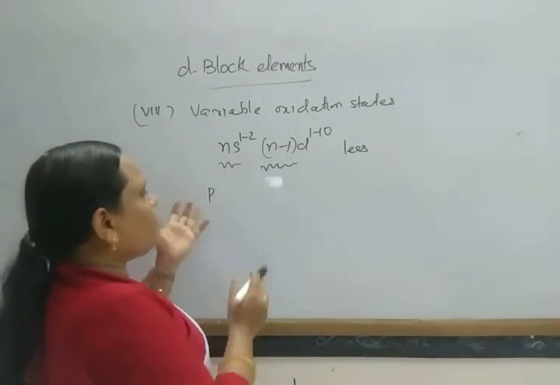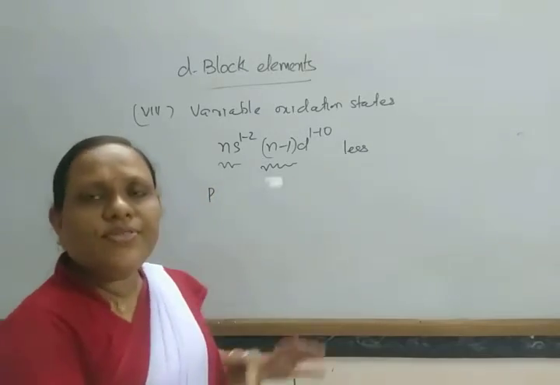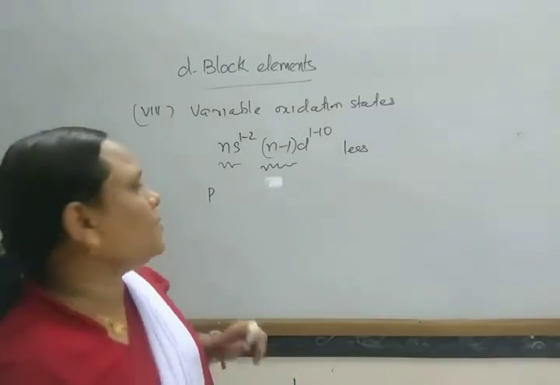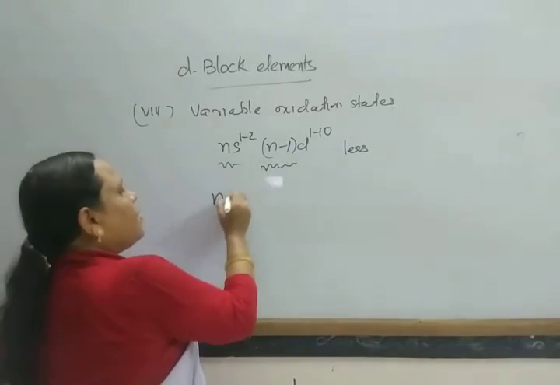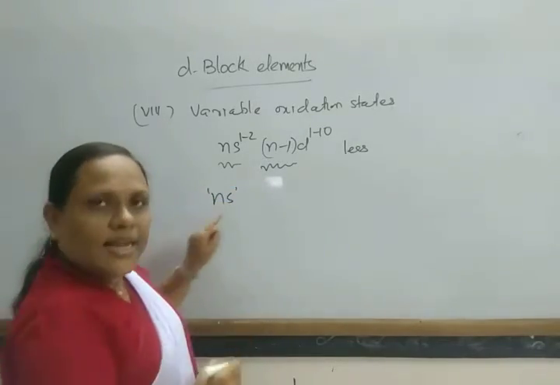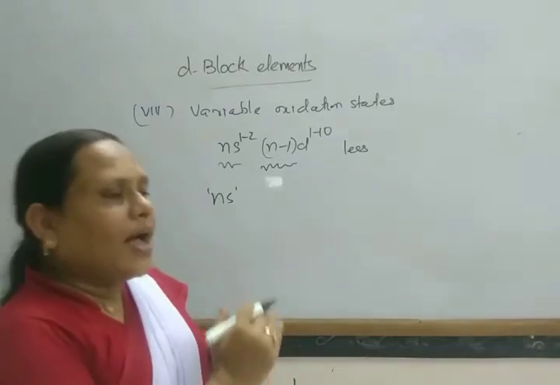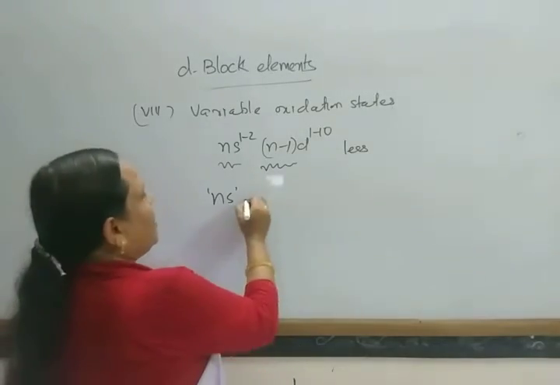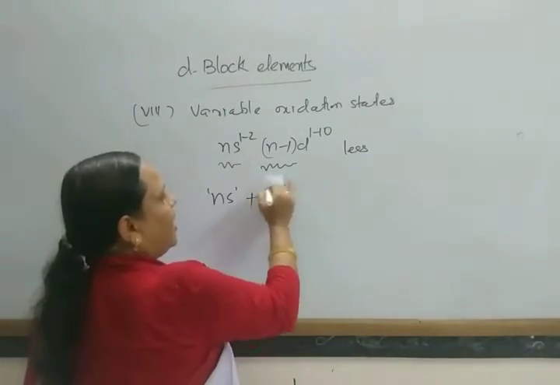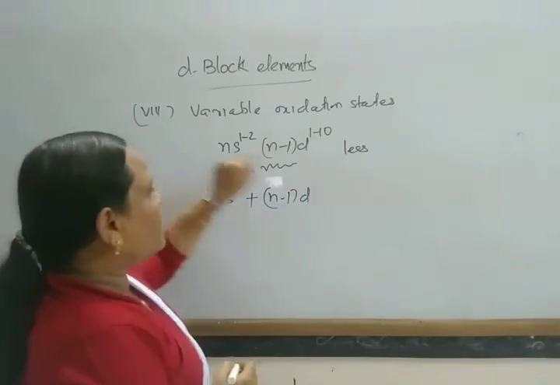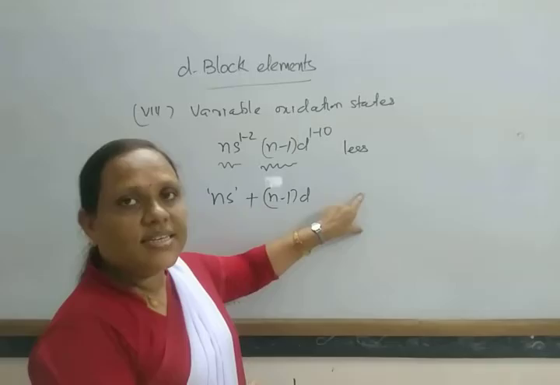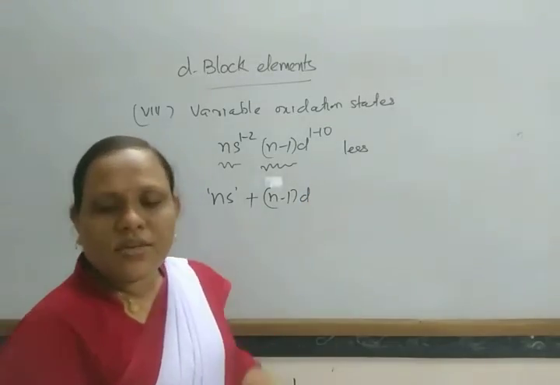So generally the lower oxidation state is due to participation of ns electrons, and the higher oxidation state is due to participation of ns and (n-1)d electrons. So due to participation of these, generally they possess different oxidation states.